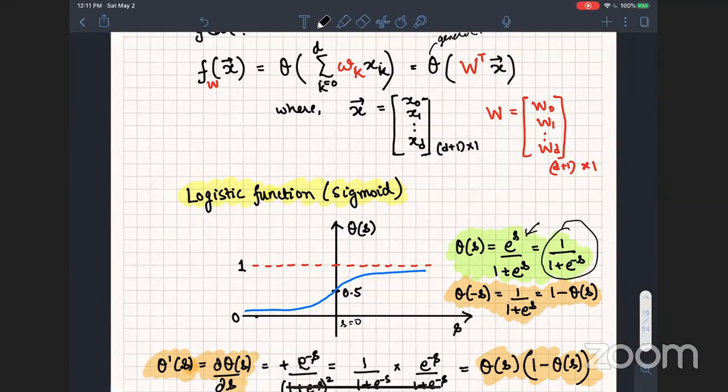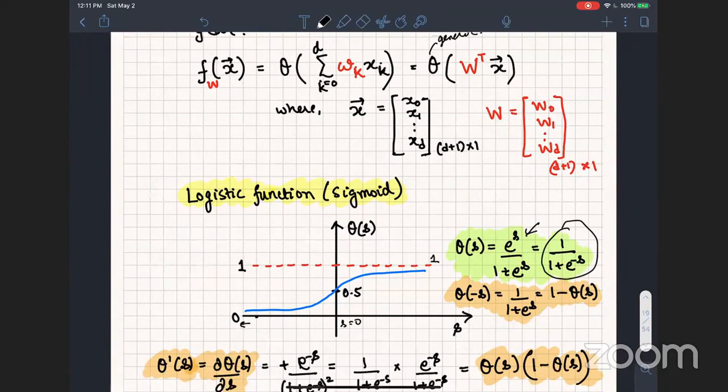And if s is equal to positive infinity, you can see that e raised to the minus s would tend to 0. So 1 upon 1 would be 1. So it's tending to 1, right? If s was negative infinity, you would see that it's going to tend towards 0, right?